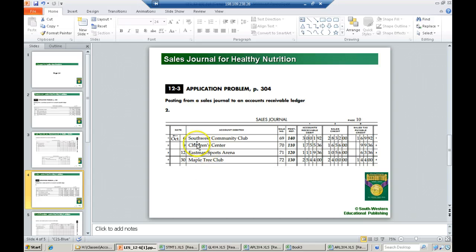So let's take a look here. On the 6th, Southwest Community Club, we had a total sale of $2,832. Our sales tax on the $2,832 is $169.92. Now, if you look at 12-3, this is where I'm receiving that information from, and we're going to need to put balances in for those accounts. So let's start with that. Children's Center had an account balance of $44.16.